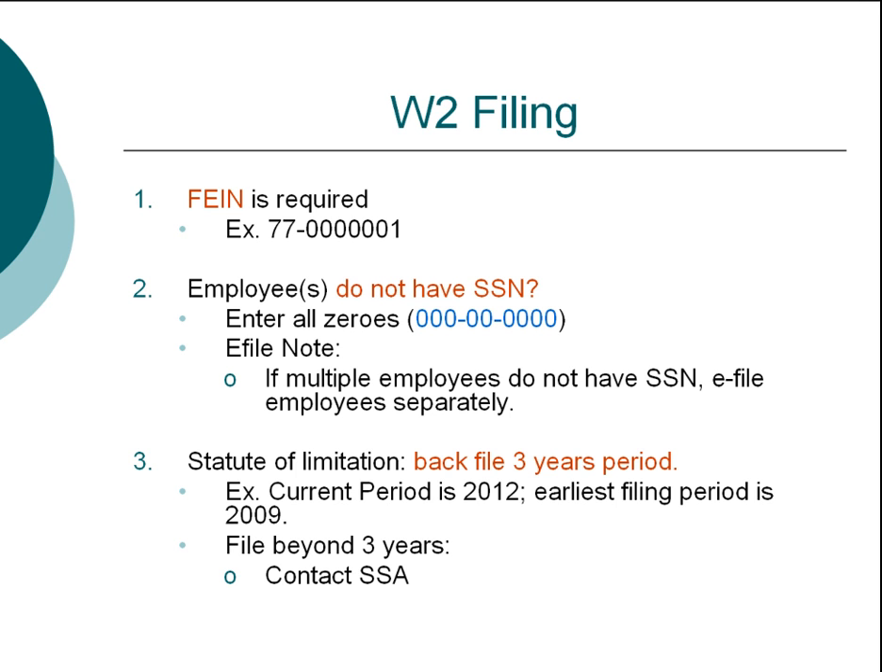According to the Statute of Limitations, you can only backfile 3 years. For example, if the current tax year is 2012, the earliest period you can file is 2009. If you need to backfile for 2008, you will need to contact the SSA.